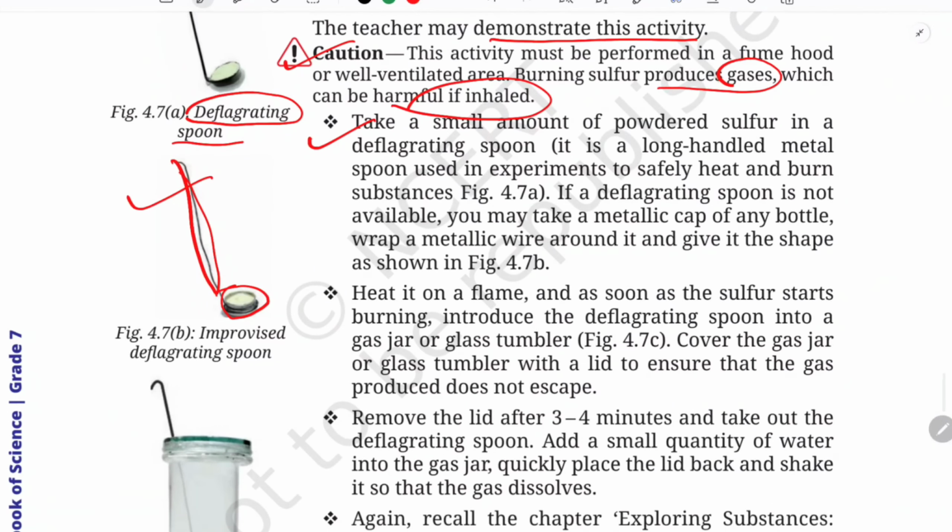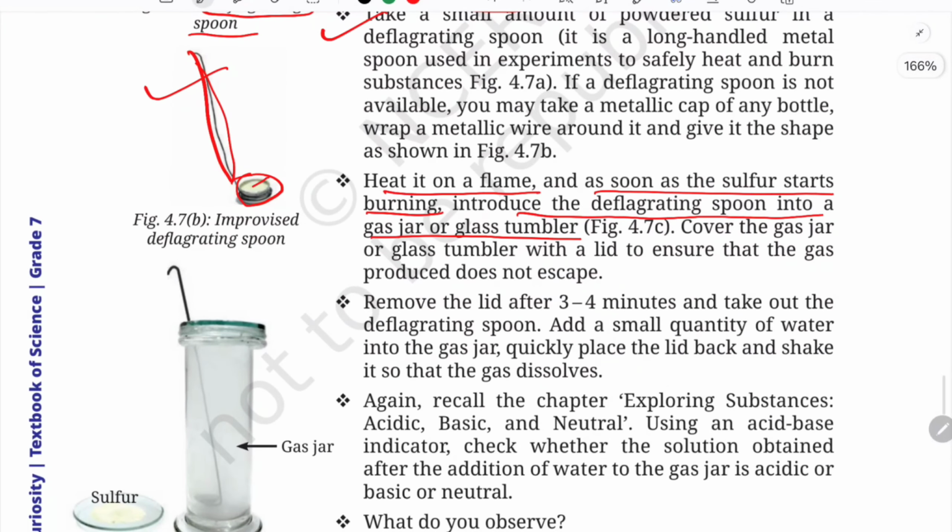So now what are we going to do? See, heat it on a flame. We are going to heat this sulfur powder, which is here inside this cap or in this spoon. And as soon as the sulfur starts burning, introduce the deflagrating spoon into a glass jar or a glass tumbler. You need to put it inside a glass tumbler and cover it with a lid so that the gas produced after the burning of the sulfur doesn't escape.